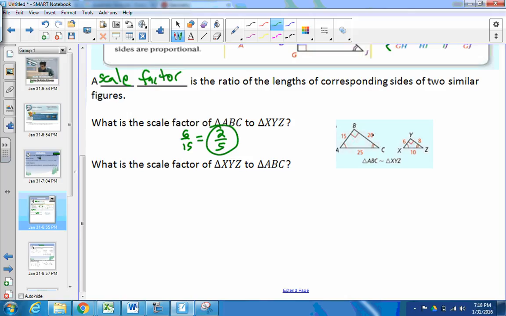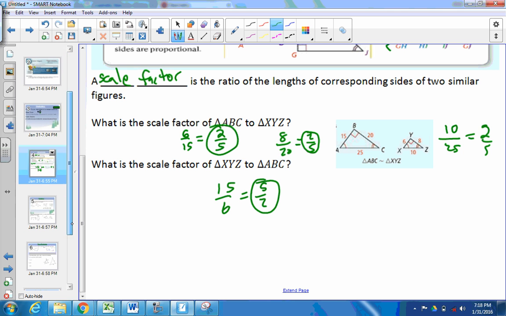We can check this one as well. 8 over 20. If you reduce that, that would be 2 to 5. So same thing. Same thing if you did 10 to 25. All right, now if we did it backwards, it would just be opposite. From XYZ to ABC, you go opposite. So we're going to get bigger. So it would be 15 over 6, which would be 5 halves. All right, that's scale factors for you.